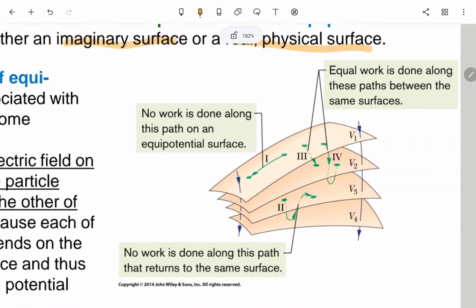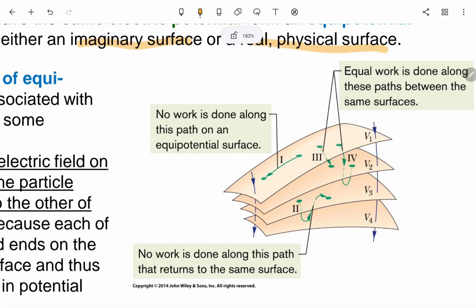Okay, so actually it is related to the E field line, and the E field line is perpendicular or orthogonal to the equipotential surface.